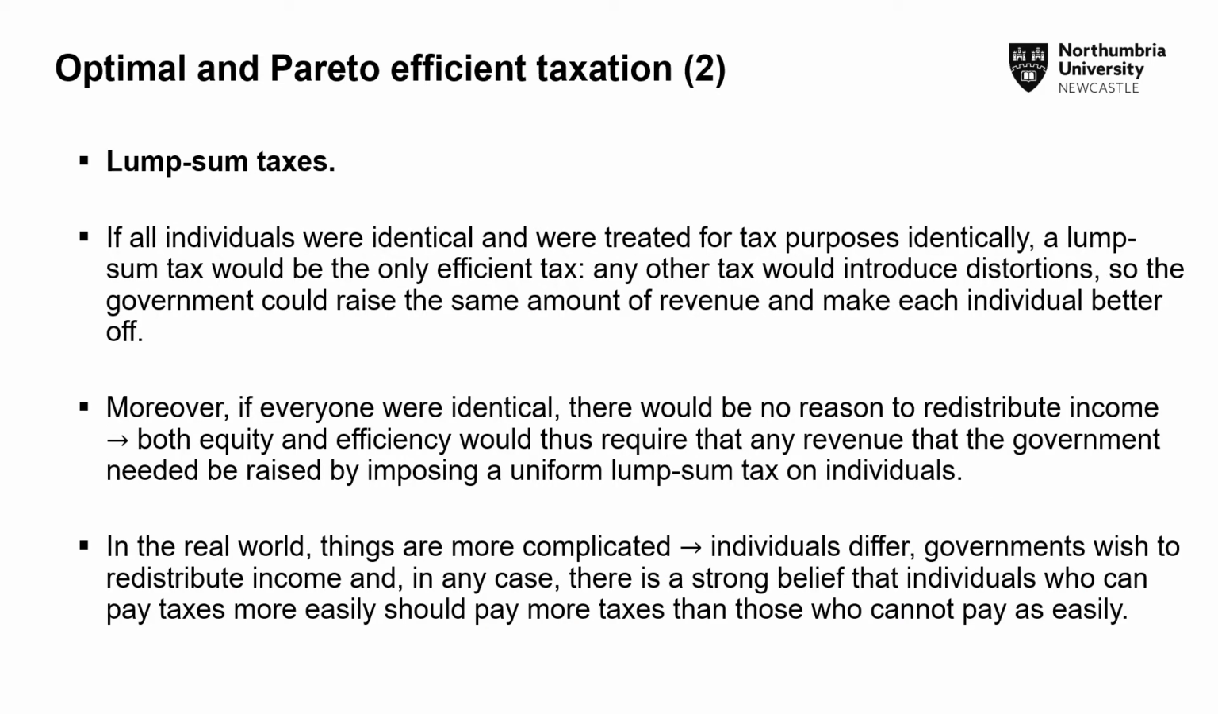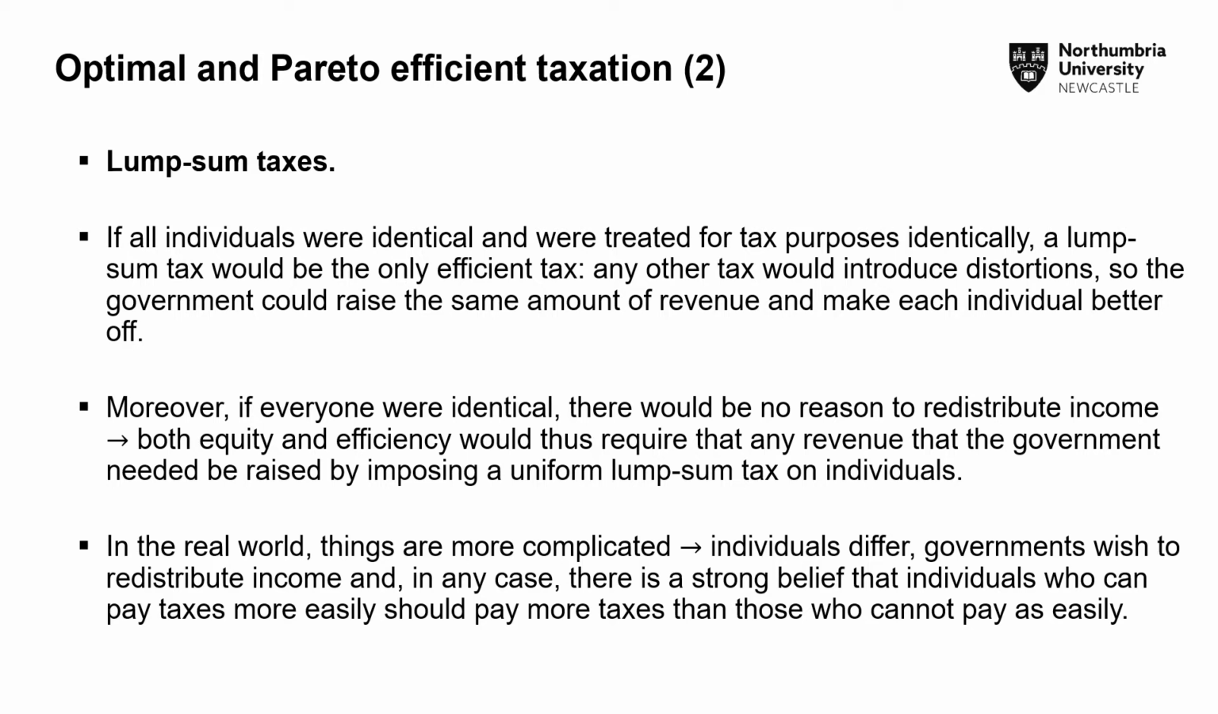Let us begin with our base case. The base case is our Pareto efficient tax, and that is a lump sum tax. So all individuals, regardless of how much they earn, pay the same amount. Now, the problem is that any other tax would introduce distortion. So it seems that we should essentially go with a lump sum tax. Now, a lump sum tax requires that everyone is the same, that they earn as much in order to be able to pay and bear those taxes. And if everyone is the same, then there is no reason to redistribute income.